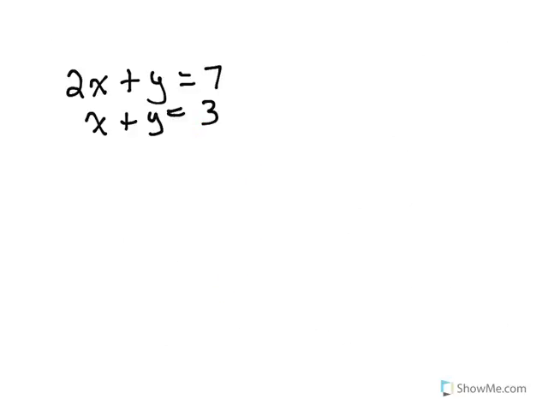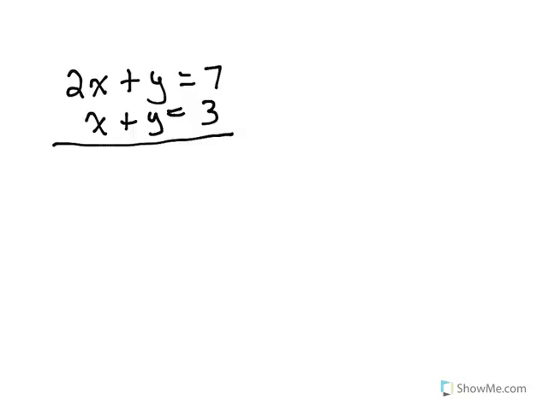Another example, 2x plus y equals 7 and x plus y equals 3. Now, when you're solving systems of equations with the addition method, you always want to keep your x terms lined up and your y terms lined up and your constants on the other side of the equal sign. Make sure you have that first. Now, in this problem, if I add these together, my x's don't cancel and my y's don't cancel. So that means I need to change one of these.